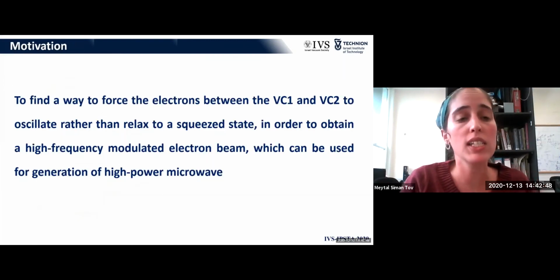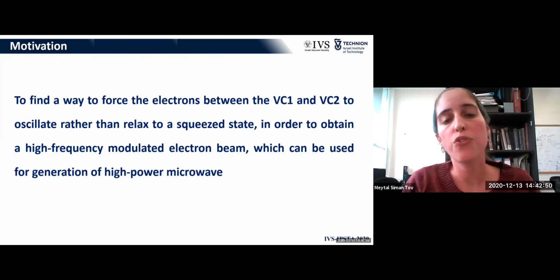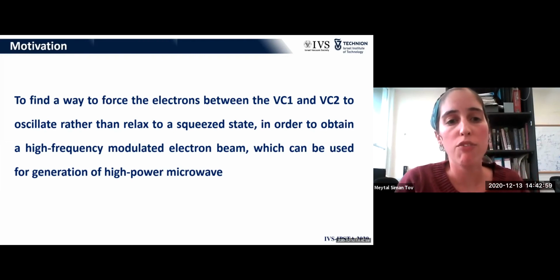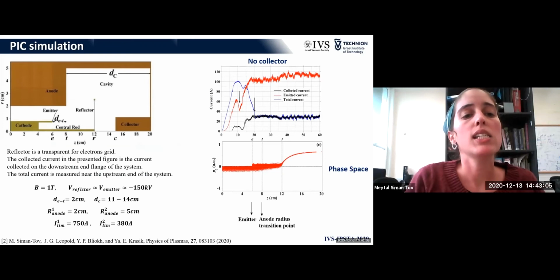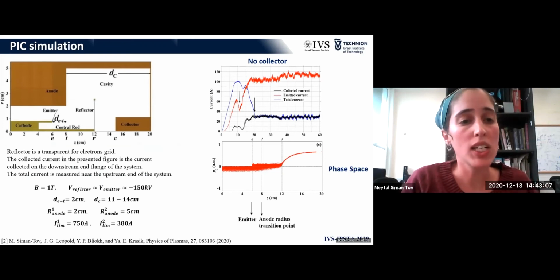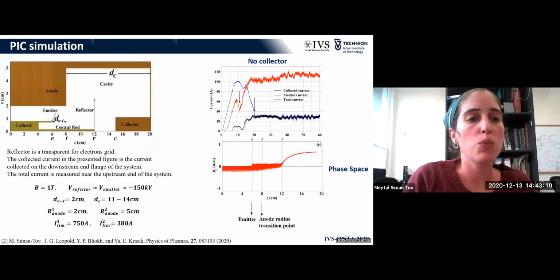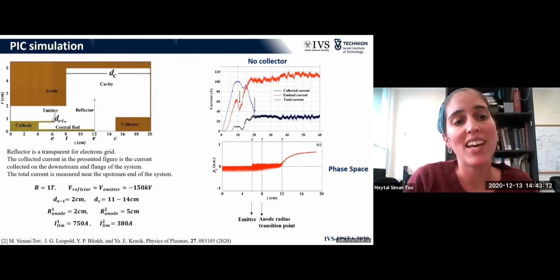Now, our motivation in this research is to find a way to force the electrons that move between the emitter and the radial transition of the anode to oscillate rather than relax to a squeezed state, in order to obtain a high-frequency modulated electron beam, which can be used for generation of high-power microwaves. This is the setup that we suggest. We have a coaxial anode-cathode system. The distance between the radial transition of the anode and the emitter is 20 millimeters.